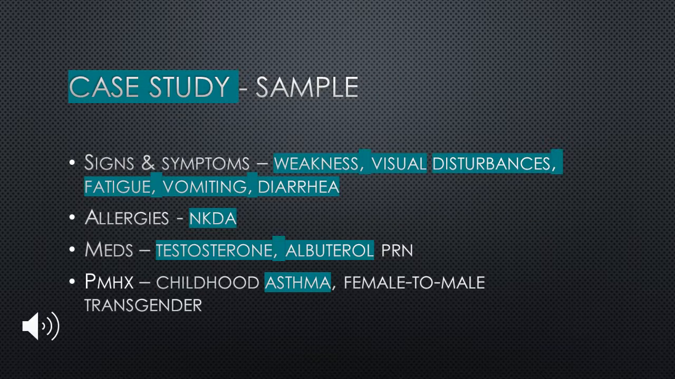Now some SAMPLE history. Signs and symptoms as he's reported: it's weakness, visual disturbances, fatigue, also vomiting and diarrhea. Denies any allergies. His medications are testosterone and albuterol, PRN. Past medical history includes childhood asthma, also happens to be female to male transgender, which explains the testosterone.